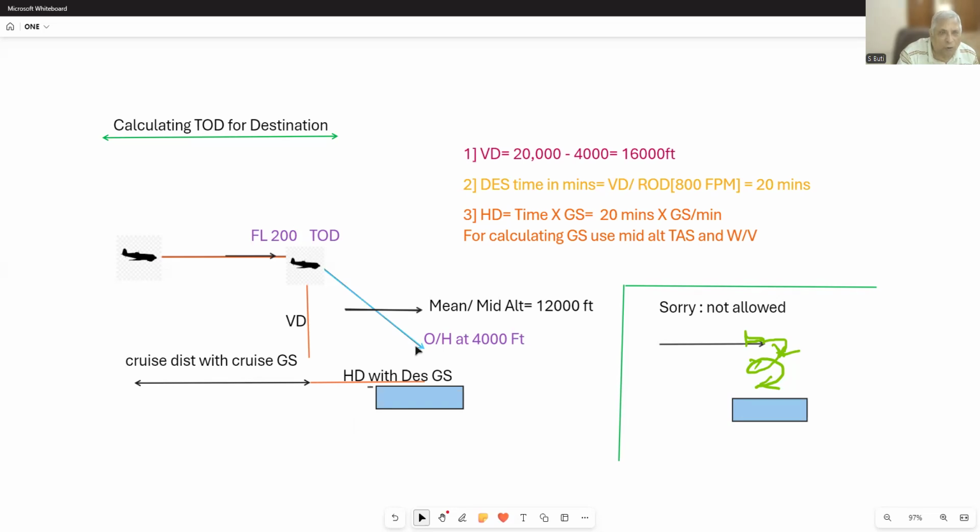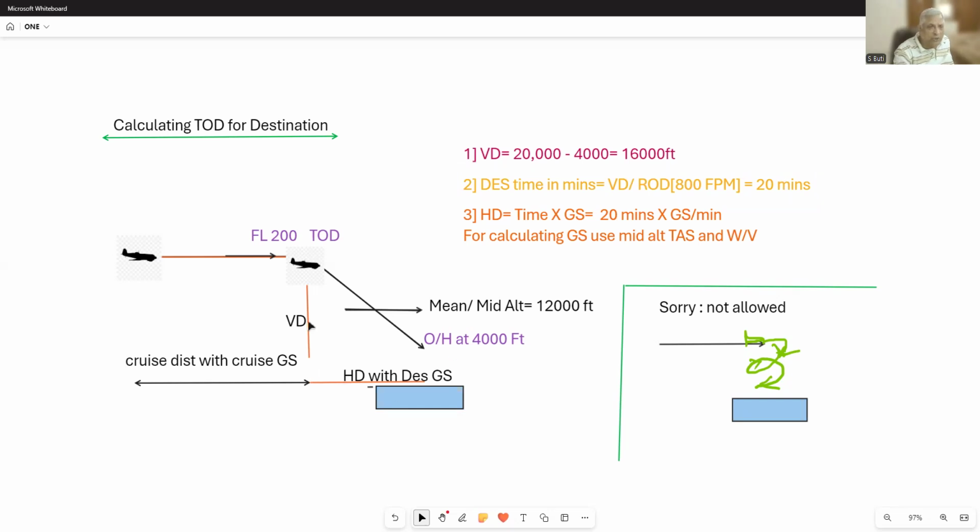And now, number one, decide what is your vertical distance to lose. In this case, 20,000 feet to 4,000 feet is 16,000. Step number two, calculate how much time you require in minutes. Vertical distance divided by rate of descent, which will be given in your aeroplane manual, in this case 800 feet per minute. You realize that you need 20 minutes to descend.